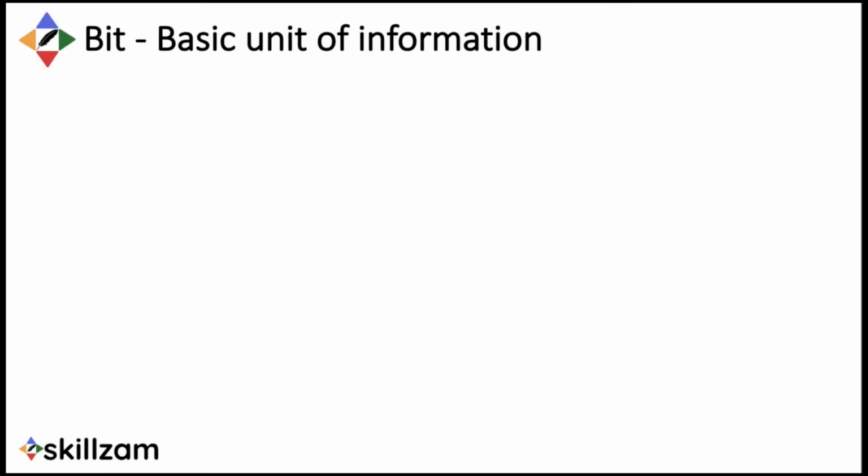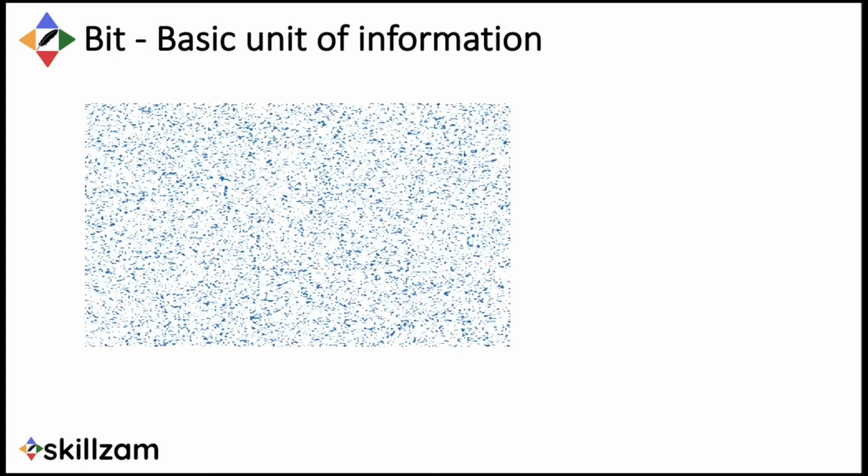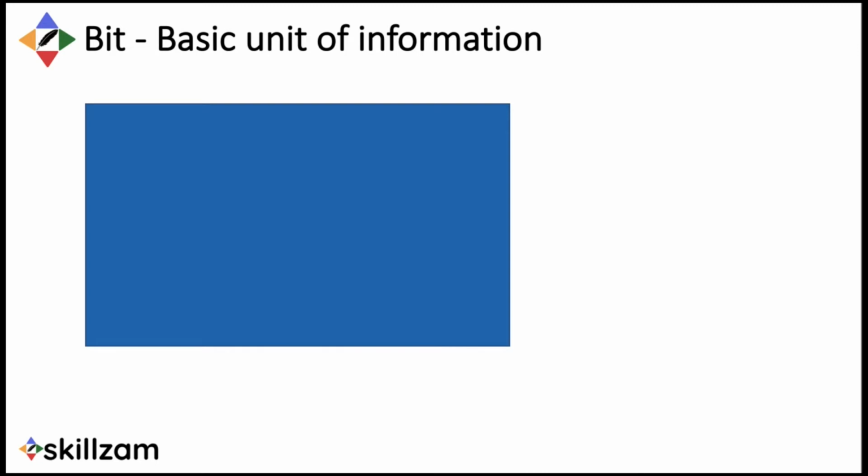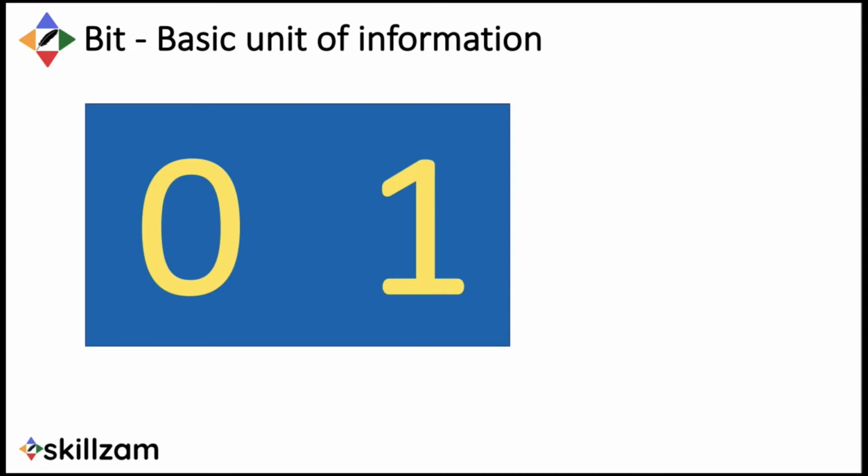Bit, basic unit of information. When we look at a computer, we see text, images, shapes, videos, and others. To a computer, all of that is just binary data, zeros and ones. You might be scratching your head at this point. Why do computers represent information in such a hard to read way? And how can ones and zeros represent so many different things?